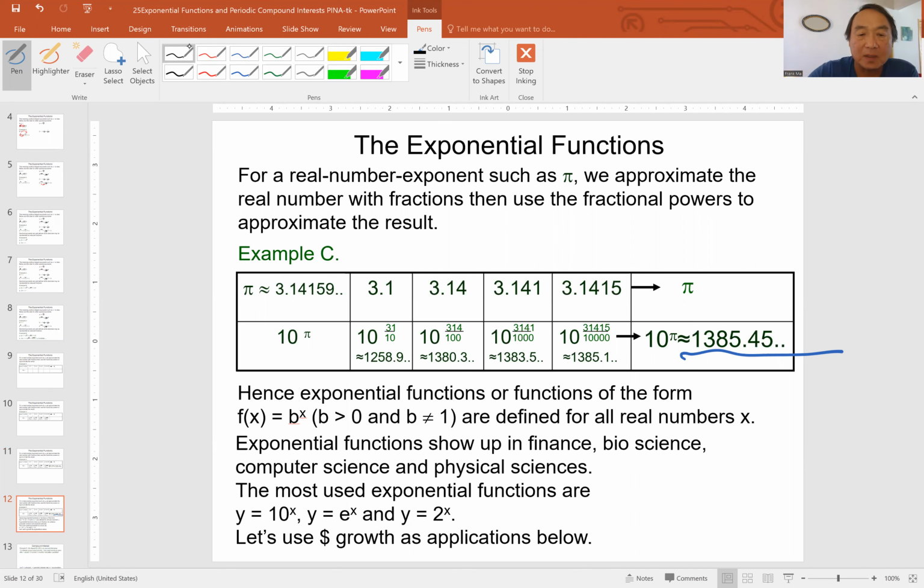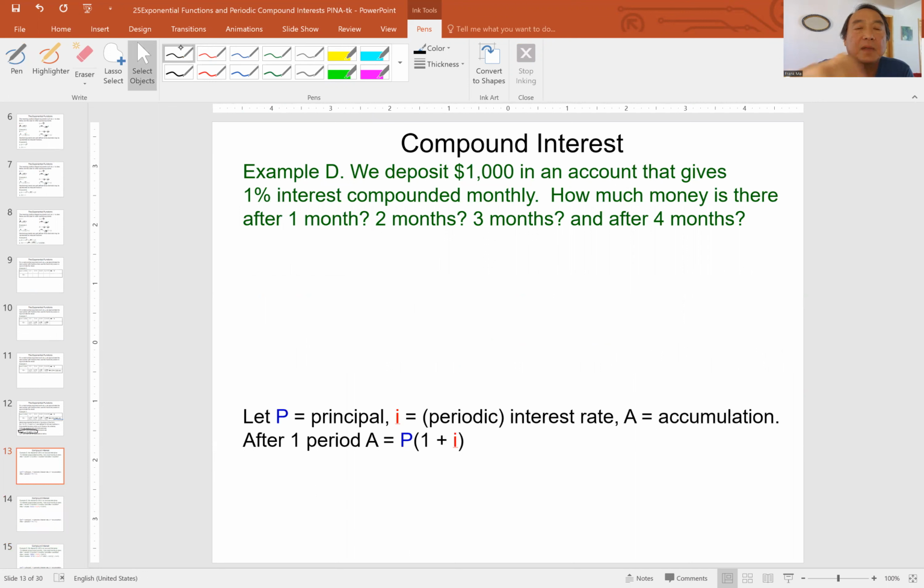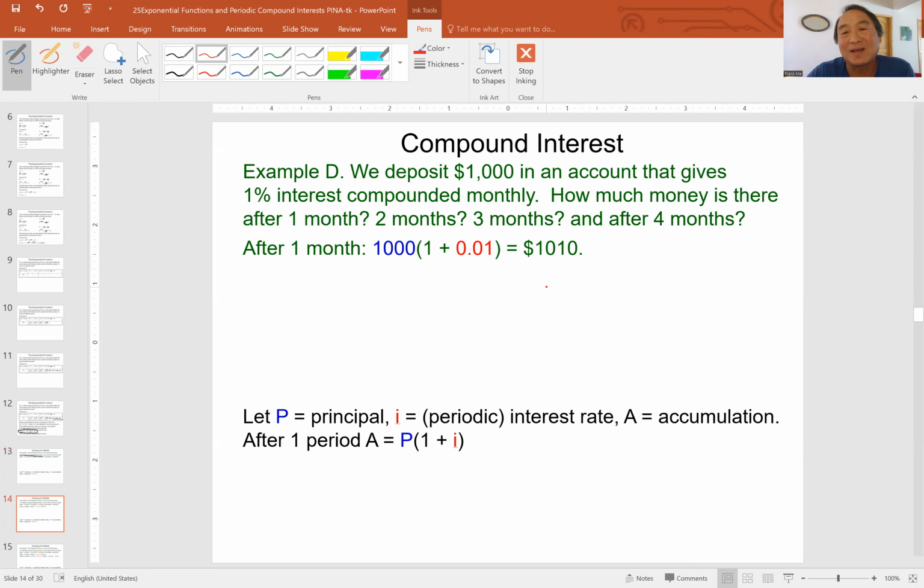In this manner, we can define what we mean by exponential functions with a different base over here, base 10, base e, or base 2. This shows up in compound interest. For instance, if I have $1,000, I get 1% interest for the month. So after 1 month, I'm going to get $1,010.